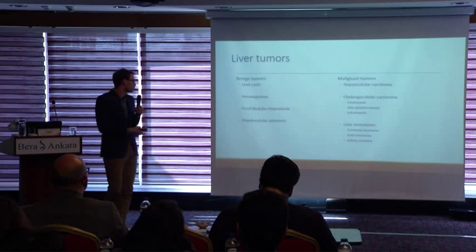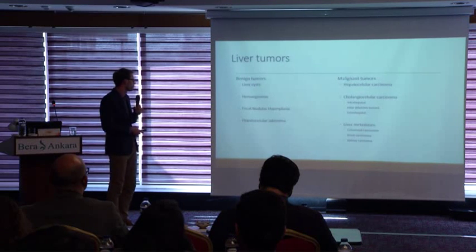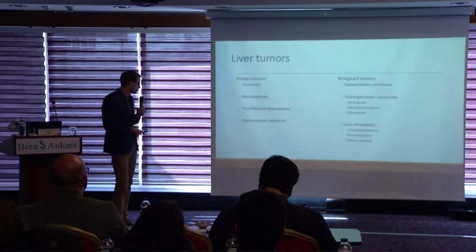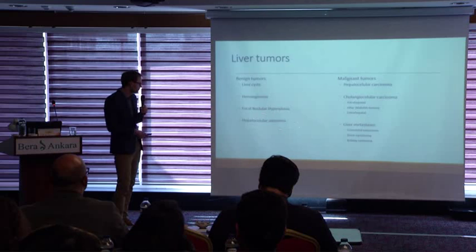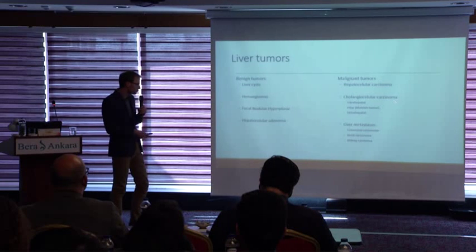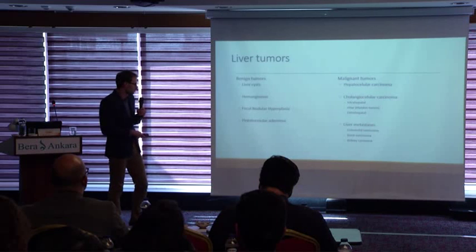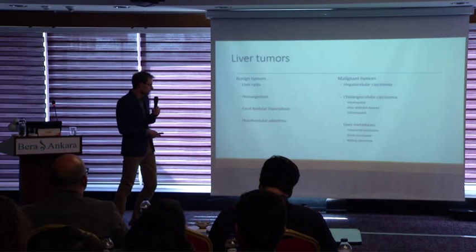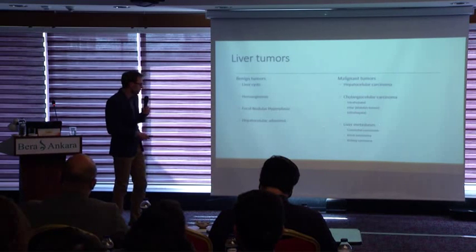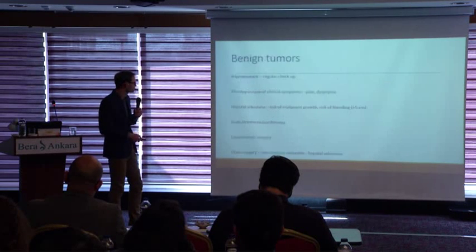So what types of liver tumors are there? We can see benign and malignant tumors. Benign tumors are usually liver cyst, hemangiomas, focal nodular hyperplasia, or hepatocellular adenoma. From the malignant tumors, there are primary tumors, hepatocellular carcinoma, cholangiocellular carcinoma, and in our country, the most common are the liver metastases of colorectal carcinoma.